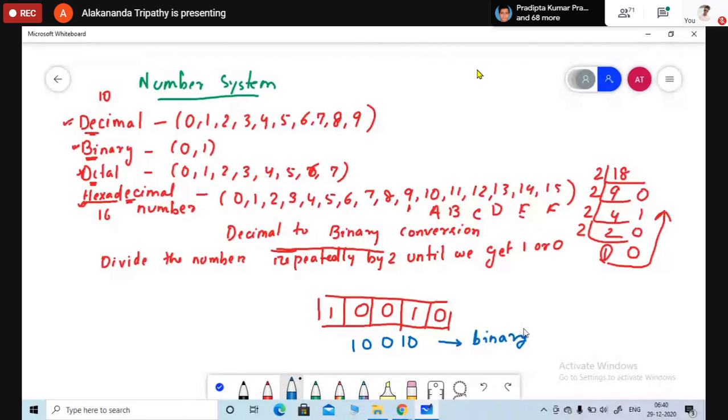Are you clear, all of you? Yes, ma'am. Okay, if you are clear, I am giving you one question. Just do it. 49. Find out, if 49 is a decimal number, the binary representation of that decimal.